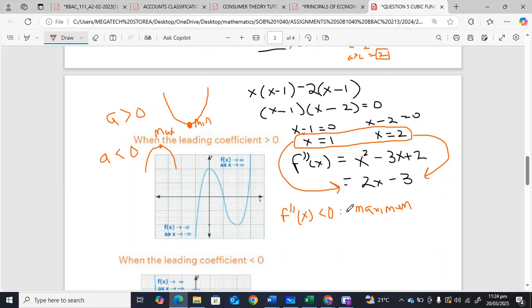So this is the logic that is being used here. If your second derivative is less than zero, maximum. If your second derivative is greater than zero, what is it, Mr. Foster? Minimum.